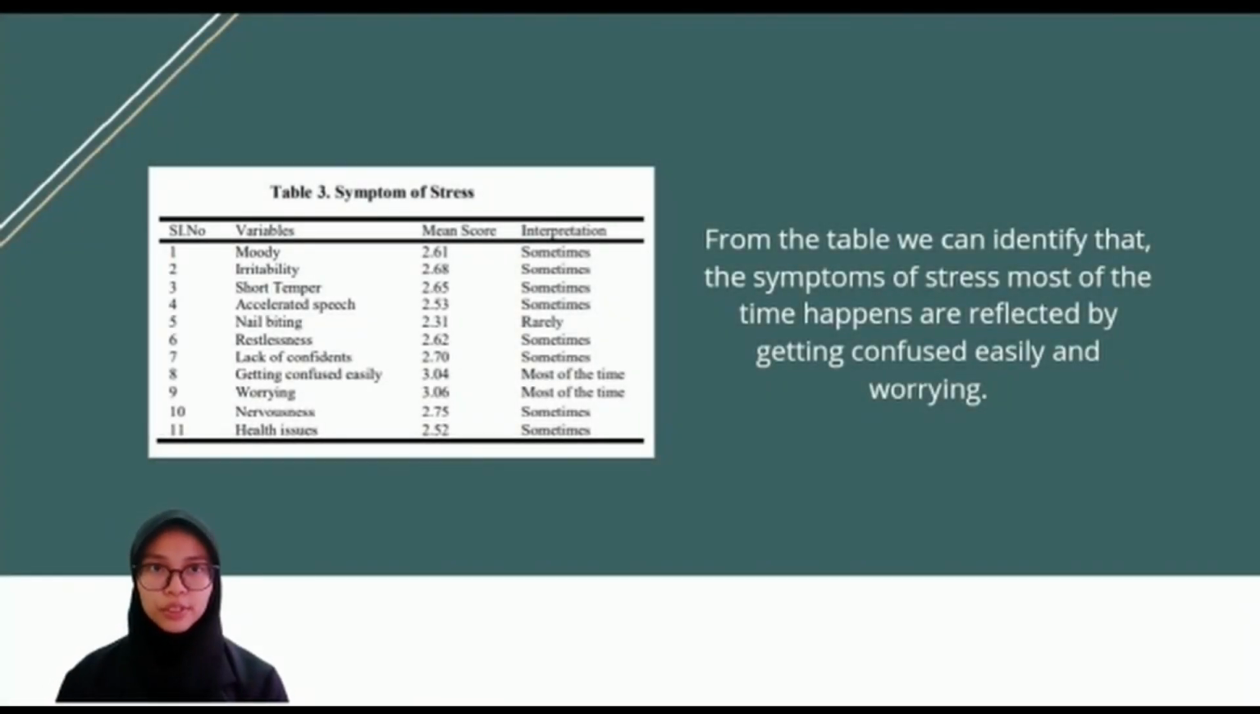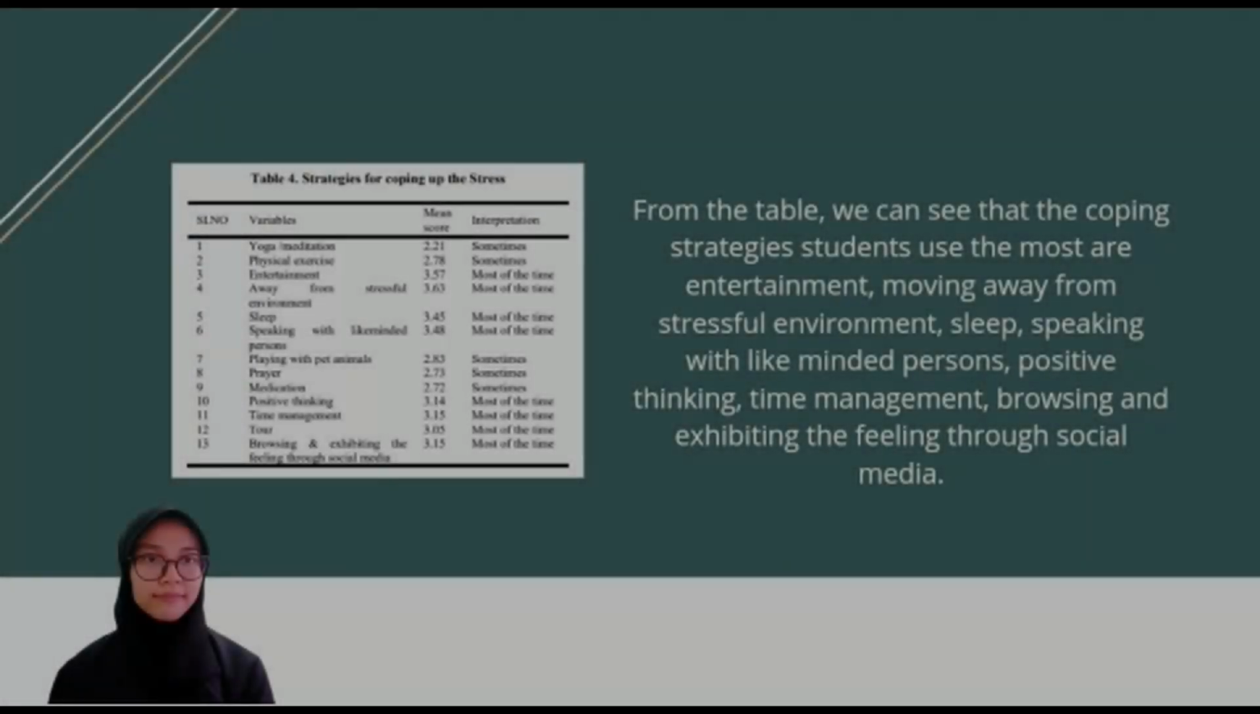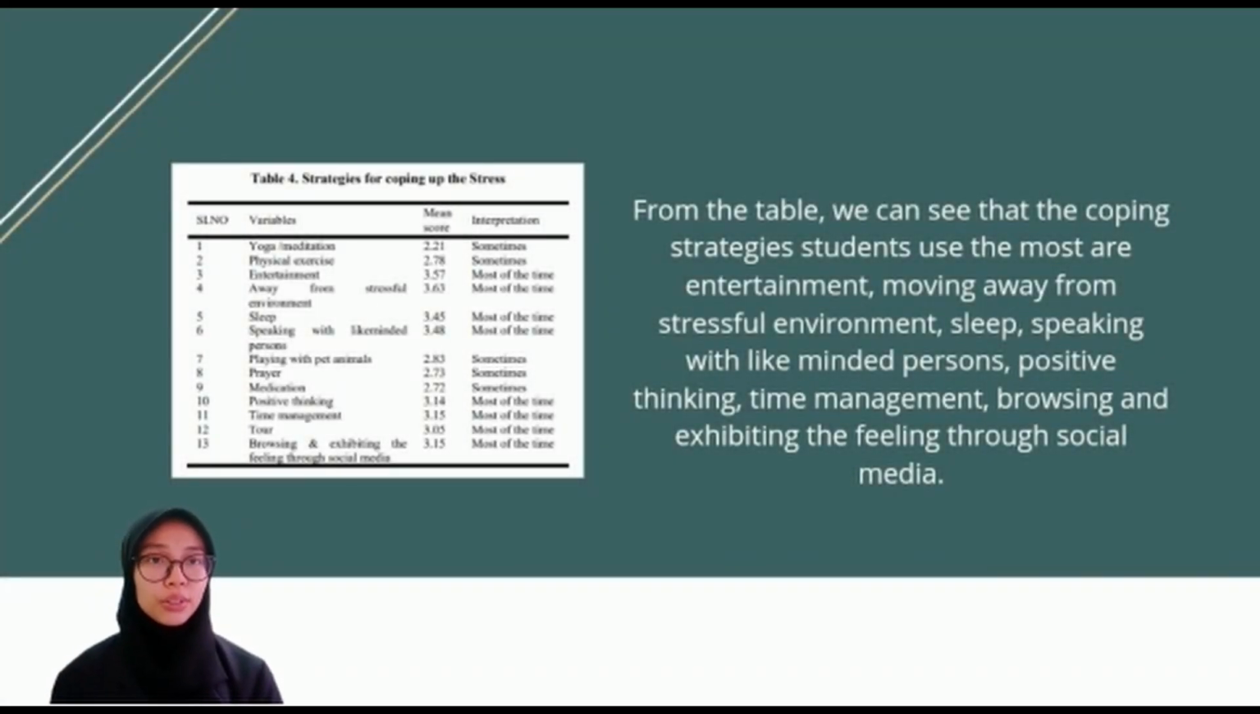Now, symptoms of stress. From the table, we can identify that the symptoms of stress most of the time are reflected by getting confused easily, and secondly, worrying. Last but not least, strategies for coping with stress. From the table, we can see that the coping strategies used by students most of the time are entertainment, moving away from stressful environment, speaking with like-minded persons, sleep, positive thinking, time management, and browsing and exhibiting the feeling through social media.